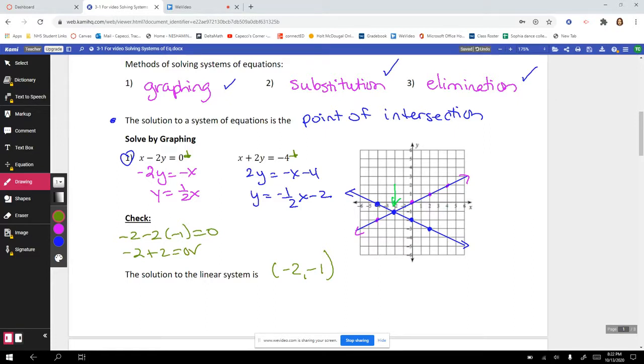Let's try the other line. So I have -2 plus 2 times -1 is equal to -4. -2 minus 2 is equal to -4, so that works. So I know that the solution I have of that linear system, that point of intersection, is correct.